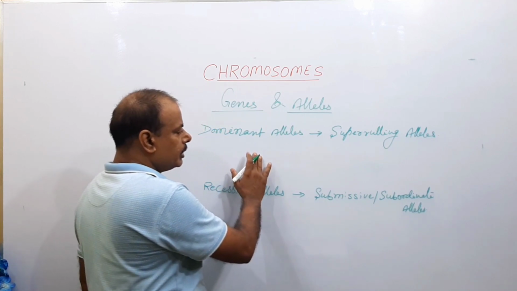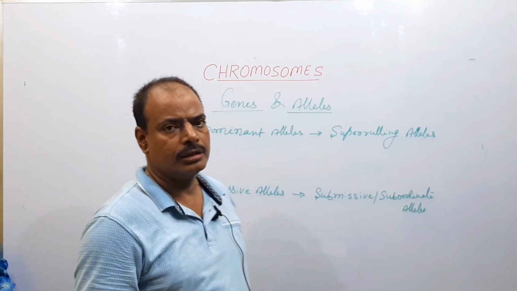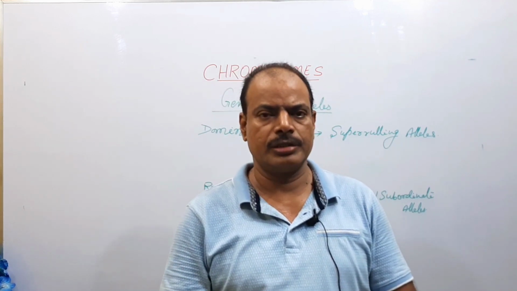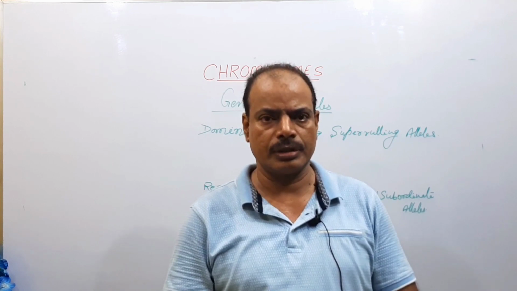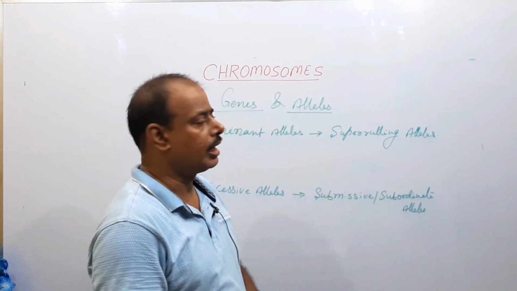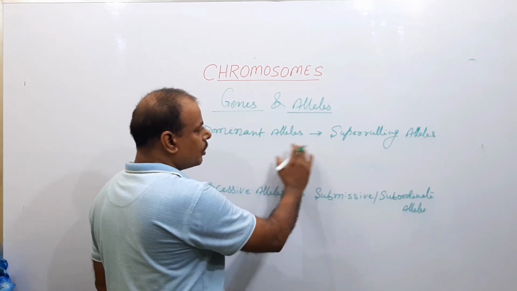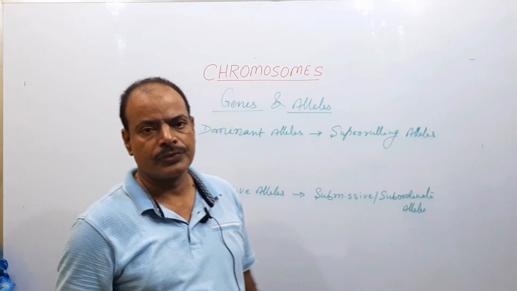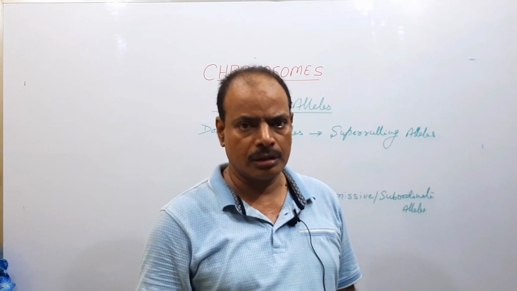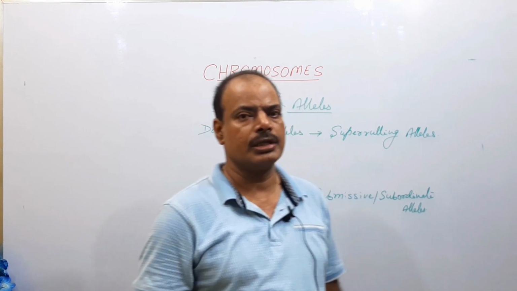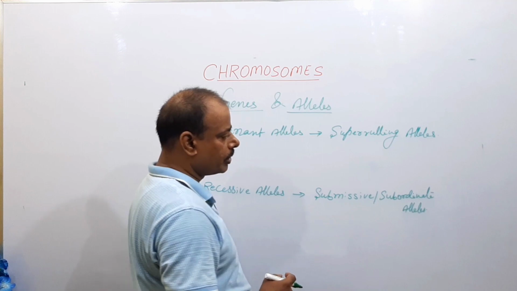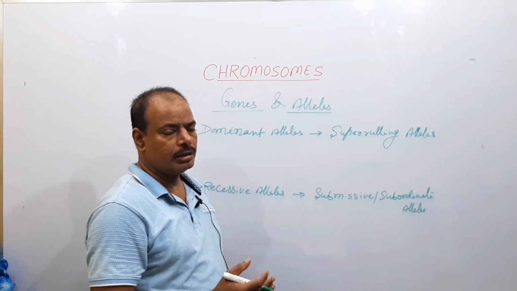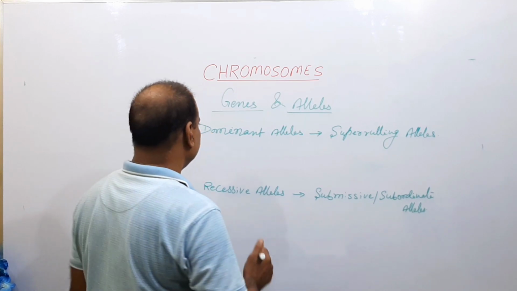Superruling means the allele which expresses itself in the organism in the F1 generation; it is known as a dominant allele or superruling allele. Whereas those alleles which are suppressed by the dominant allele are known as submissive or subordinate. These are not expressed in the organisms or in the F1 generation.